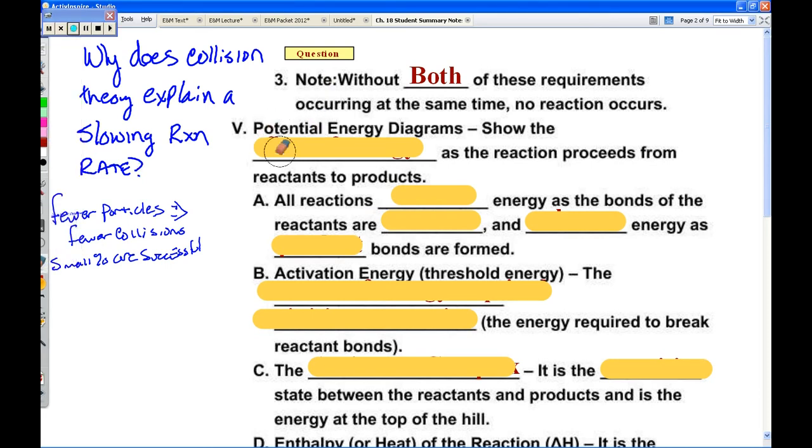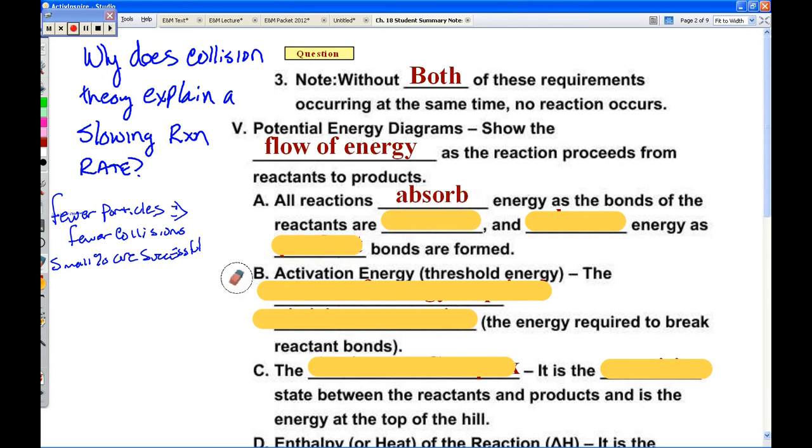Potential energy diagrams. Okay, we have a way of actually showing the path of these reactions. Again, on the video on Friday, you guys were introduced to this. We start with our reactants, but it shows the flow of energy. Where does the energy go in one of our reactions? As a reaction proceeds from reactants to products, the potential energy diagrams show the flow of energy.